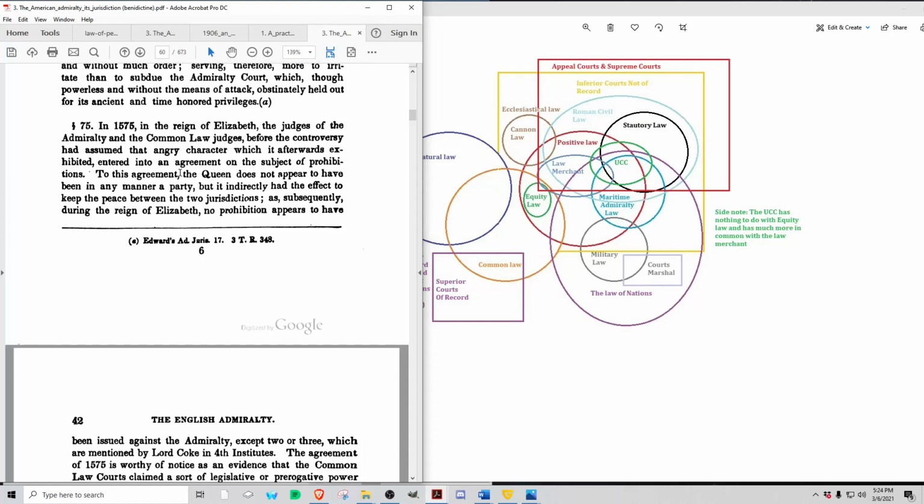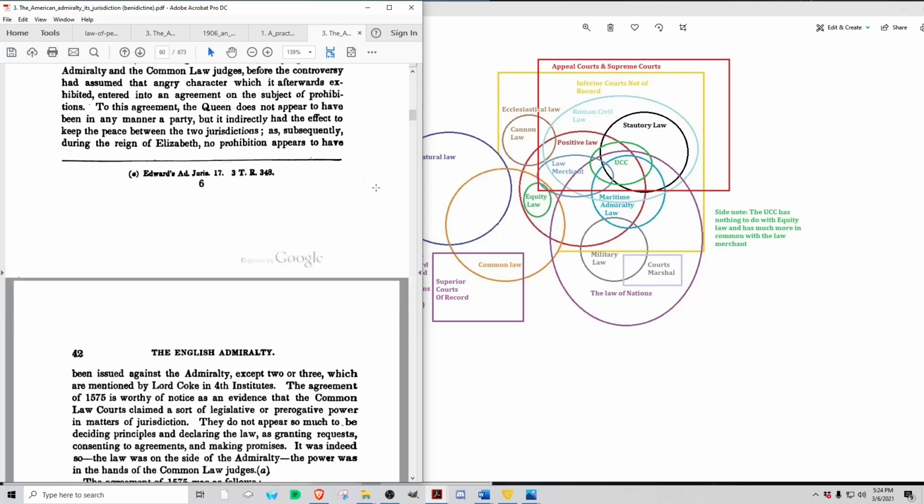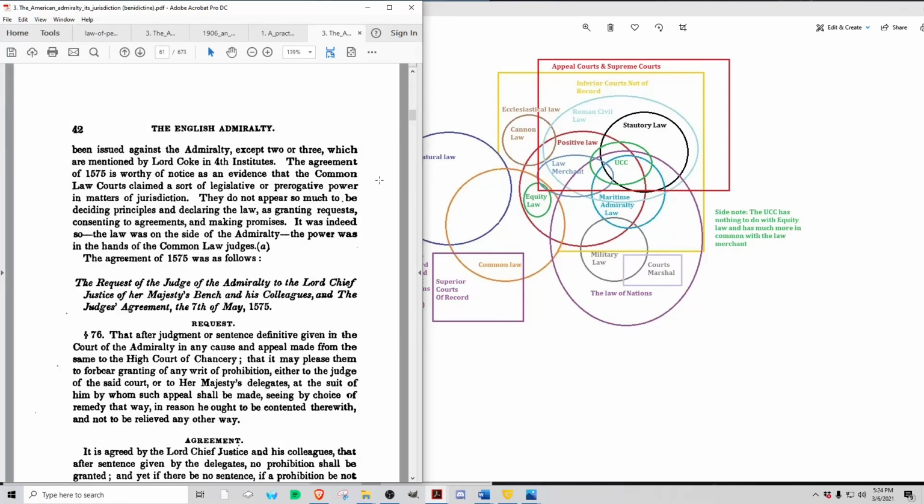In 1575, in the reign of Elizabeth, the judges of the Admiralty and common law judges, before the controversy had assumed that angry character which it afterwards exhibited, entered into an agreement on the subject of prohibitions. To this agreement the Queen does not appear to have been in any matter a party, but it indirectly had the effect to keep the peace between the two jurisdictions, as subsequently during the reign of Elizabeth no prohibition appears to have been issued against the Admiralty, except 2 or 3, which are mentioned by Lord Coke in Fourth Institutes.